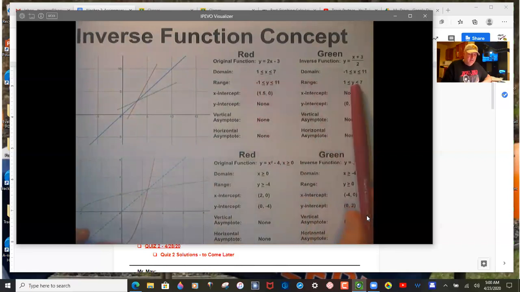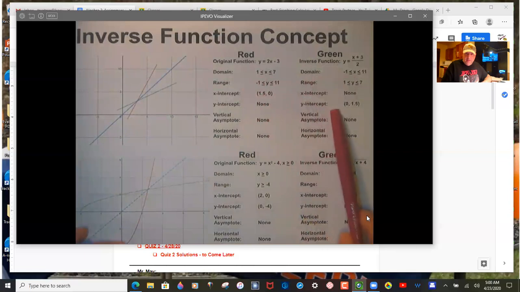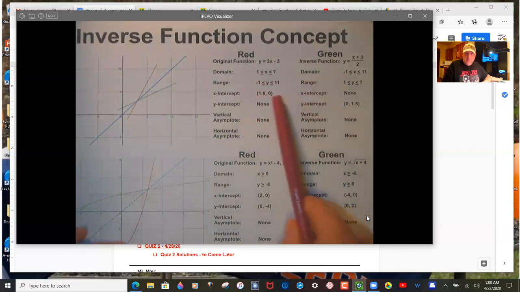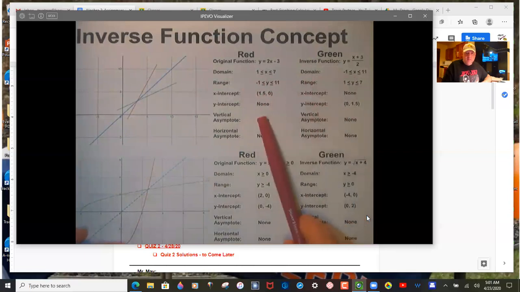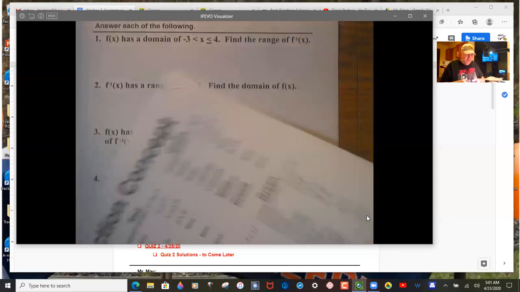So the domain goes to the range with a switch of variable there, in both. The x-intercept becomes the y-intercept, again with an inversion of the x and y. Vertical asymptotes become horizontal asymptotes, so on and so forth. That's actually the simplest concept of everything.